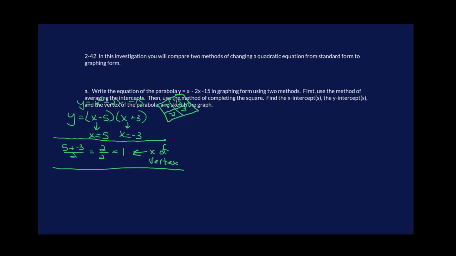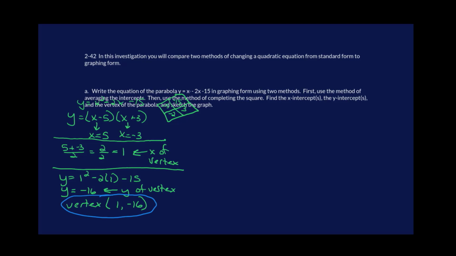Okay, now to get the y of the vertex, we're just going to plug the 1 into the original. It's a little easier. And so that becomes 1 minus 2 minus 15, so y equals negative 16. Okay, so that's the y of our vertex. So our vertex is 1 and negative 16. So that's our vertex. So that's one answer we needed.